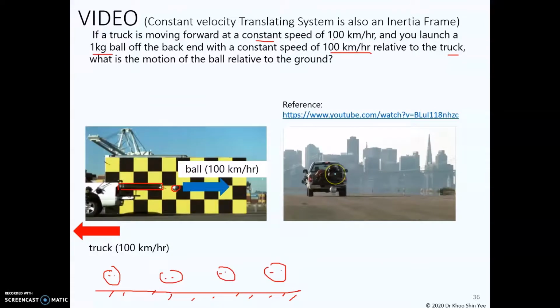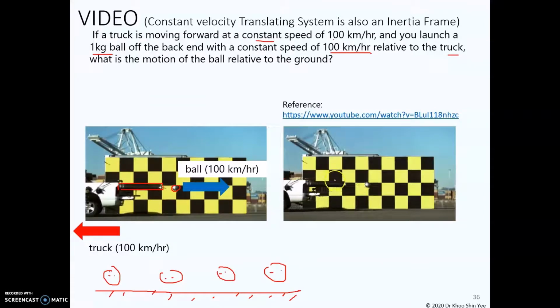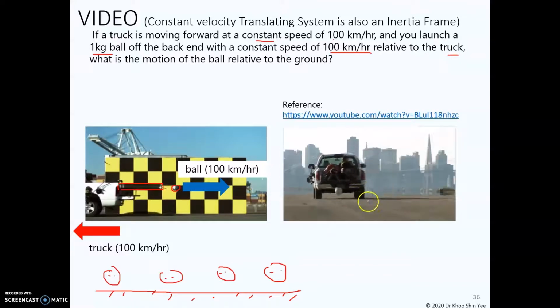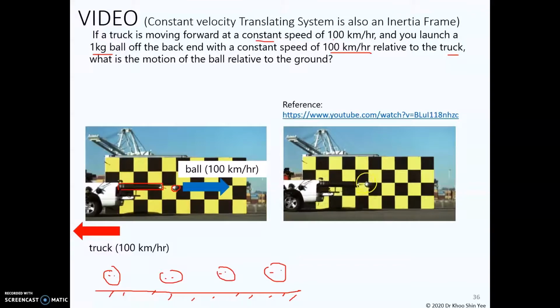Let's look at this experiment. When the truck is moving at 100 km per hour to the left and the ball is launched, you see the ball just free fall to the ground. So why doesn't the ball move to the right by 100 km per hour?